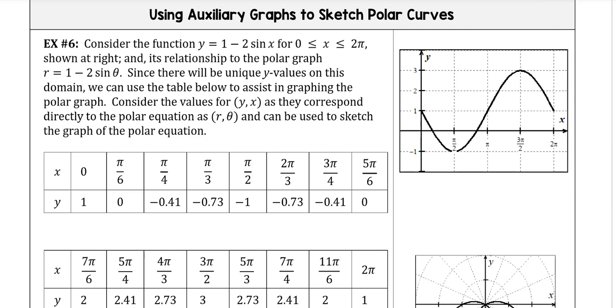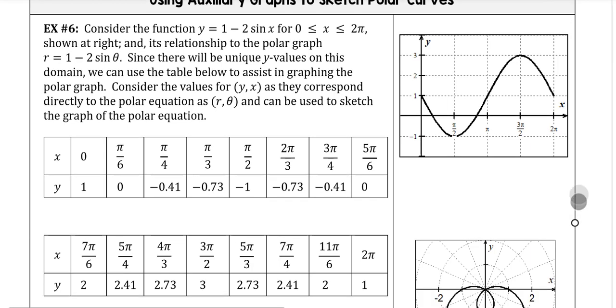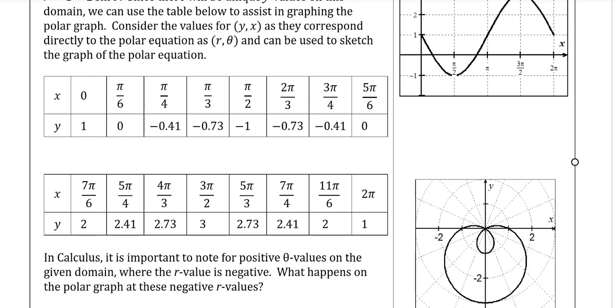Since there will be unique y values on this domain, we can use a table to help us with graphing the polar graph. So what we're going to do is transfer these values onto our polar graph and create the inner loop limaçon that we have for this polar equation. They'll correspond directly to our theta points for that reason. So if you notice, we're looking at y, x values to graph onto our polar curve. Because x is going to be the angle and y is the value, in our polar graph we're going to have to switch their orientation.